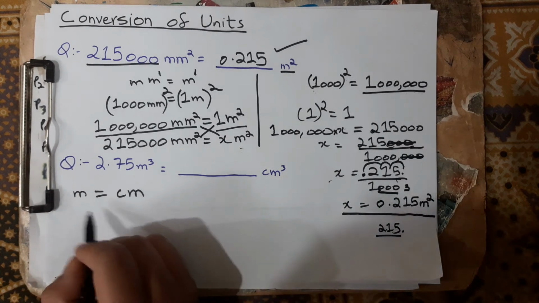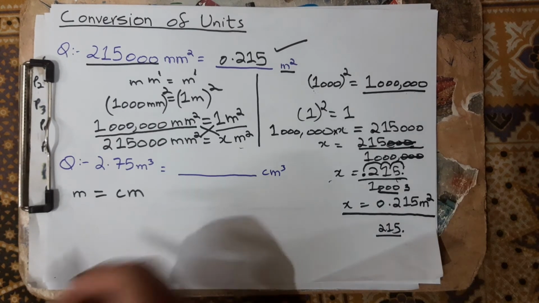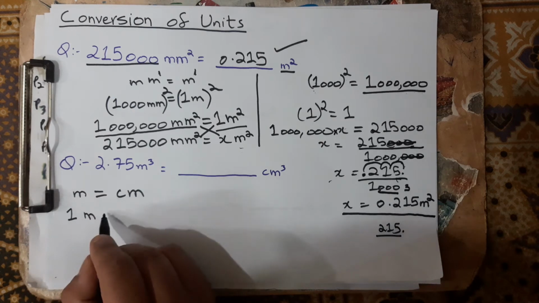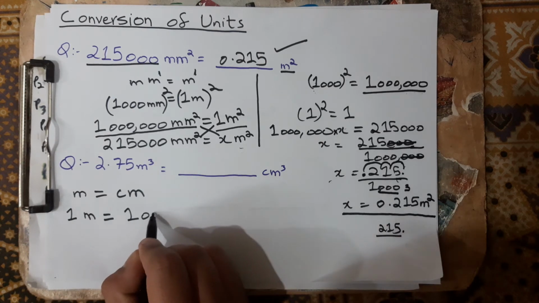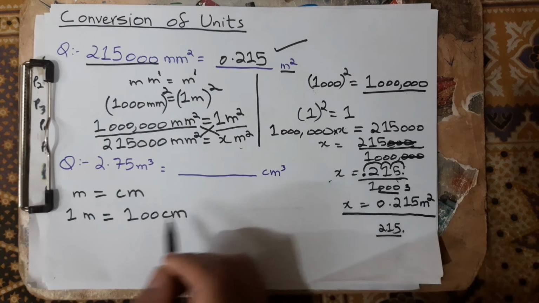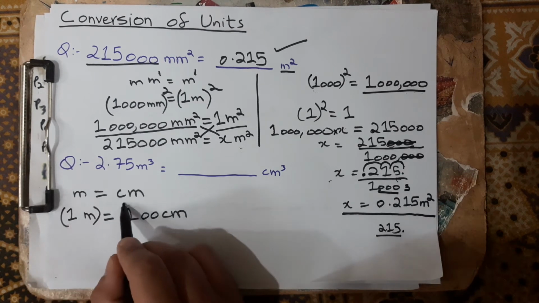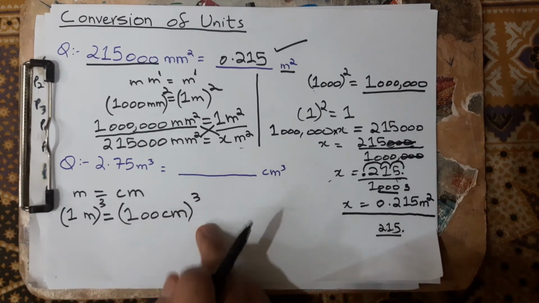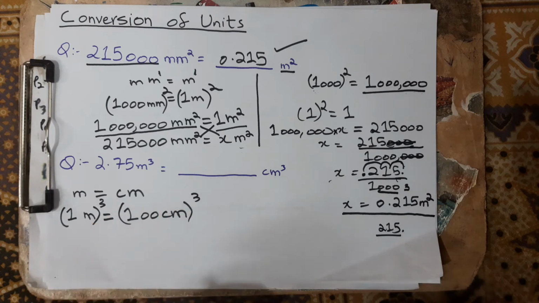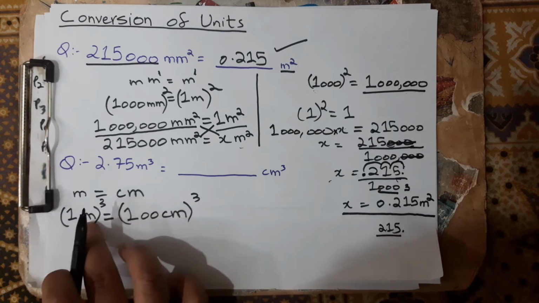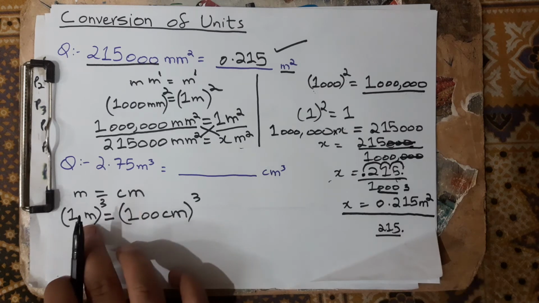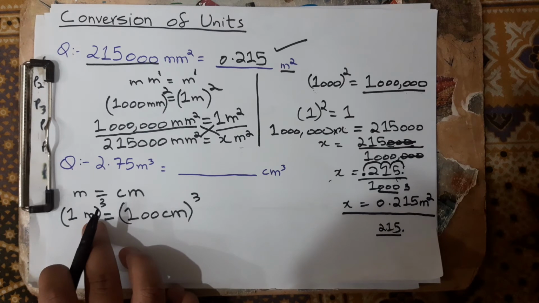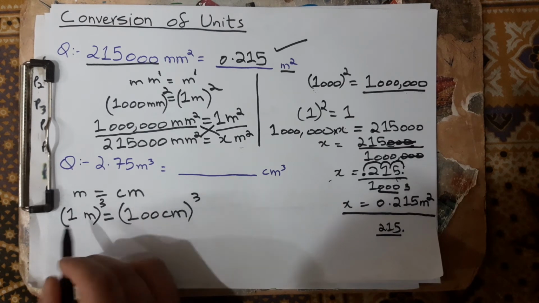Then if you go ahead, revise and write down how many centimeters are present in 1 meter. So 1 meter contains 100 centimeter. Then you have to bracket these values and cube them, and now if you open these brackets, you have to calculate the cubed value of this bracketed number.